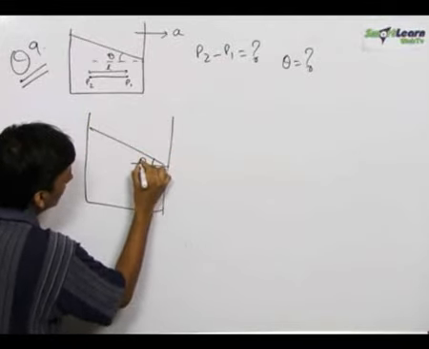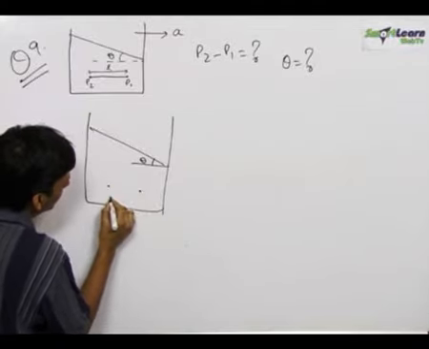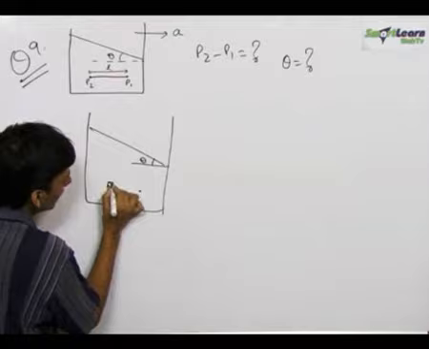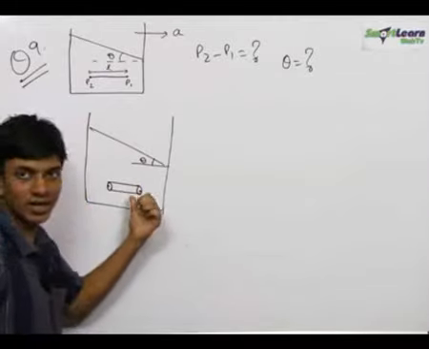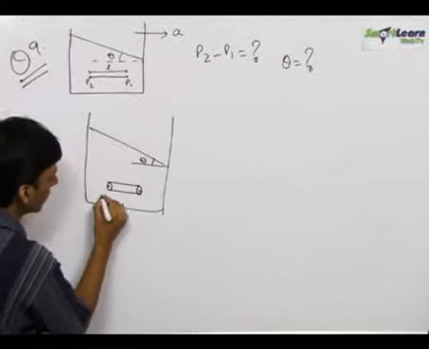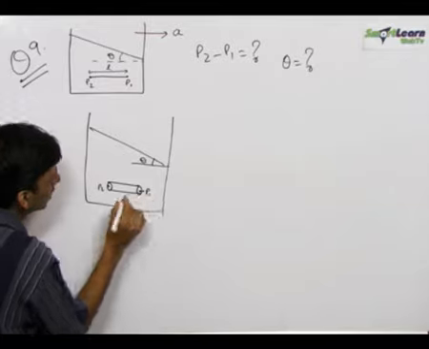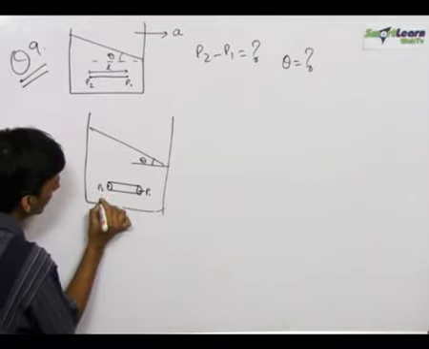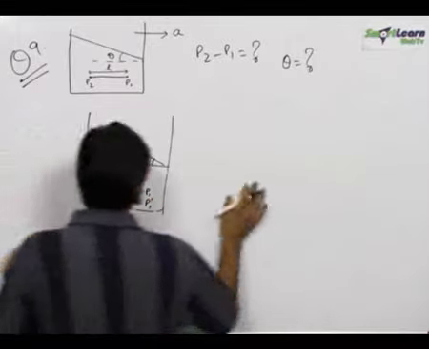This angle is theta, this is P2, this is P1, at a distance L. We take a cylinder of water and we apply Newton's law on this cylinder of water that we have taken. The pressure at this point is P2, this point was P1. Let the pressure at this point be P2 dash and the pressure at this point be P1 dash.